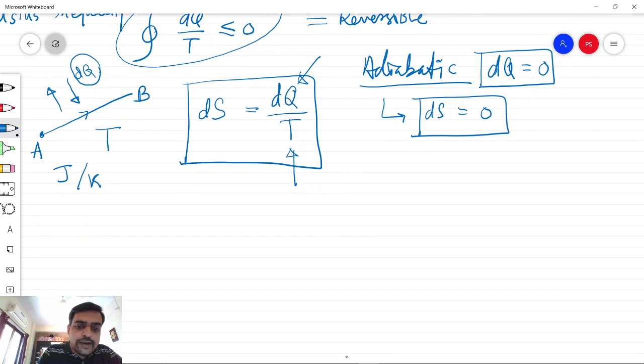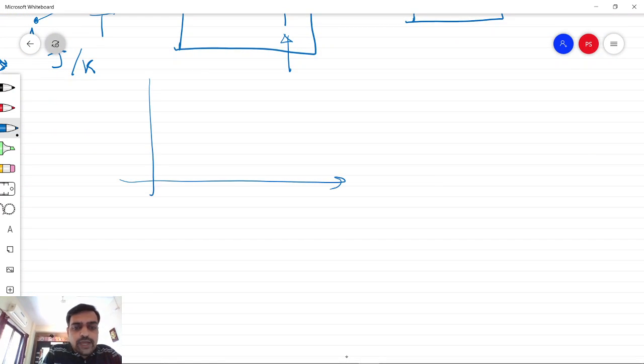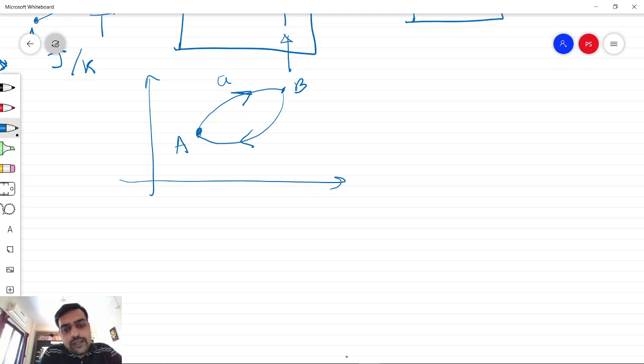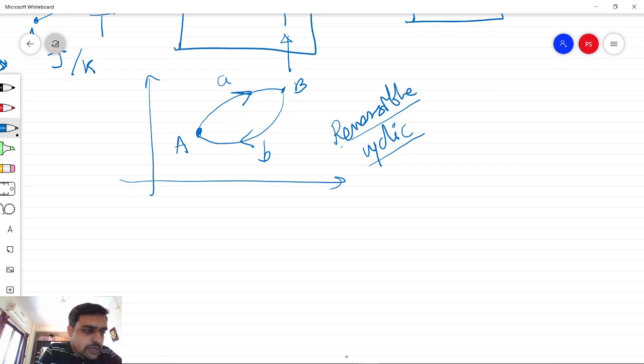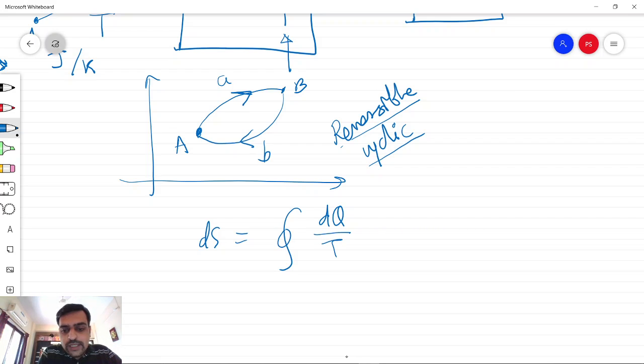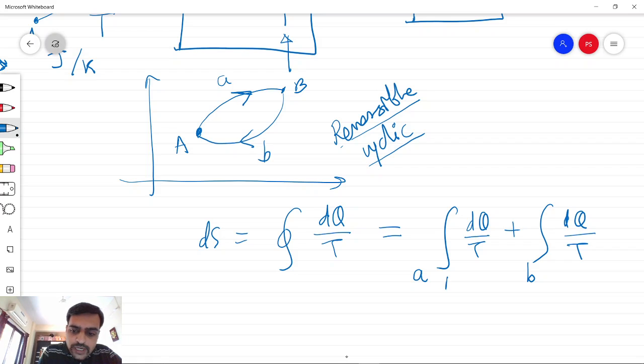Now we will see whether entropy is a state function or a path function. For that, just imagine a reversible cyclic process where a system goes from point A to point B by taking some path A, and then returns from point B to point A by taking another path, say path B. This process is reversible and cyclic. The corresponding change in entropy, as we have already defined, is going to be the integral of dq by T. This integral can be written as the integral over path A of dq by T plus the integral over path B of dq by T, where the system goes from state A to B in the first case, and from state B to state A in the second.